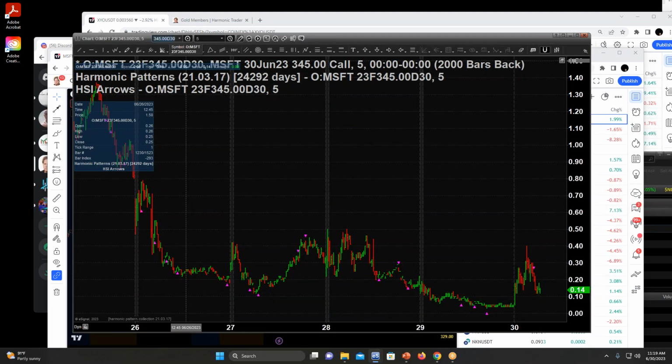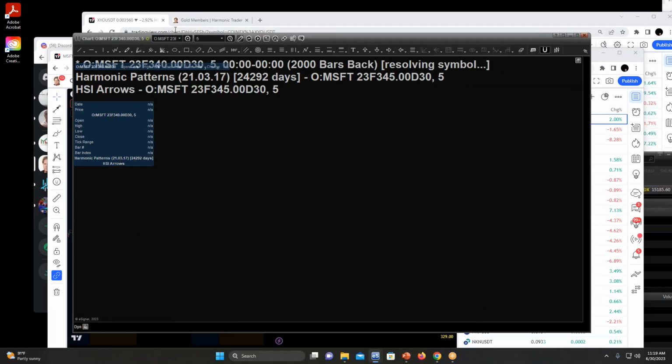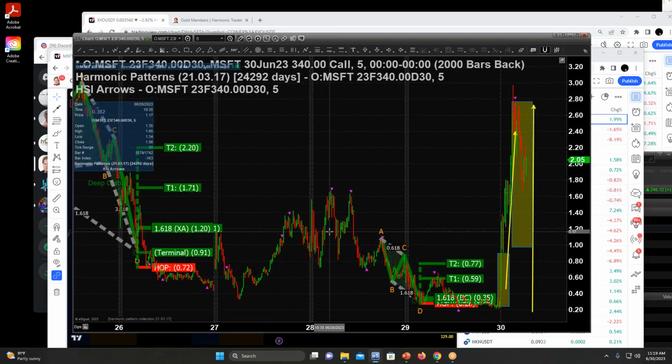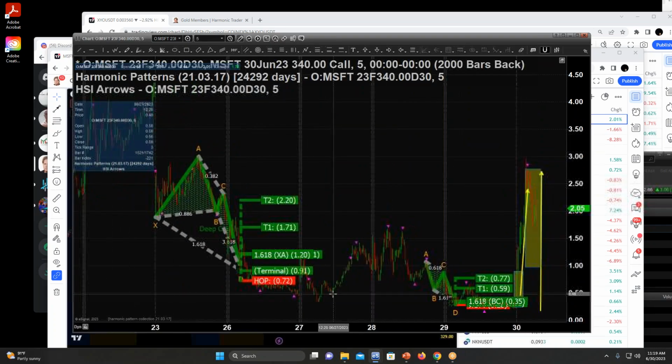Microsoft, say, the 340s. Let's see what happens here. Yeah, they're just holding up there. But notice that they're stalling out at the target 2 level, which was the original type 2. Look, this was the crab pattern, the type 1. We mentioned this when we started the session today. 220 should be the maximum objective from a hop level around 72.